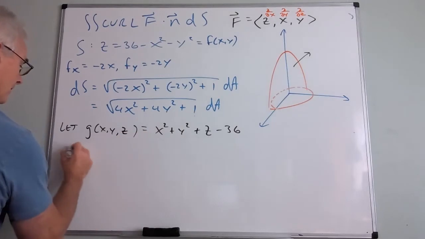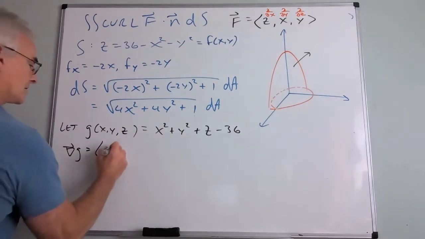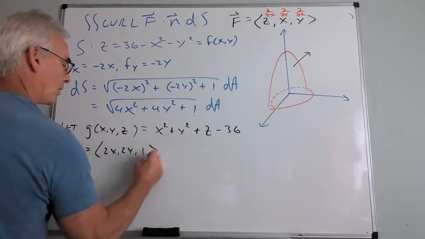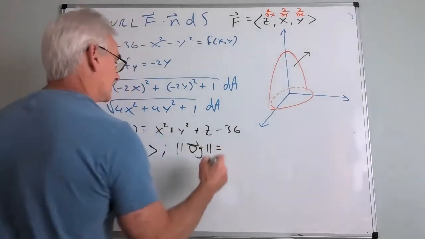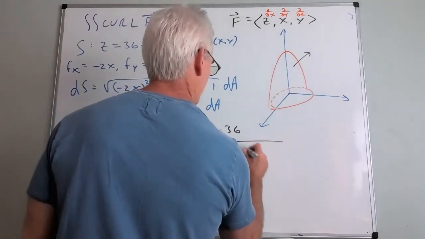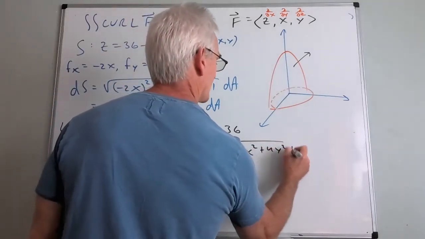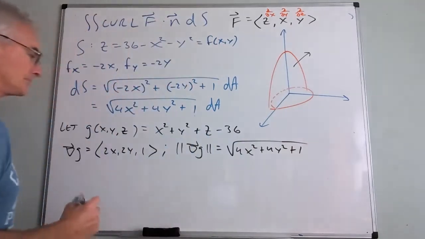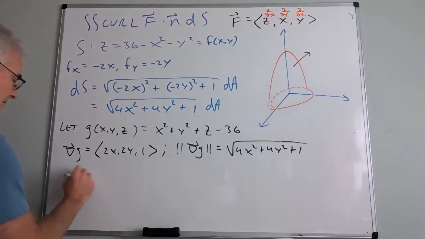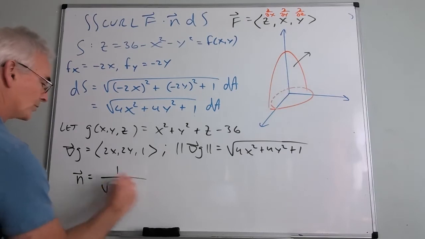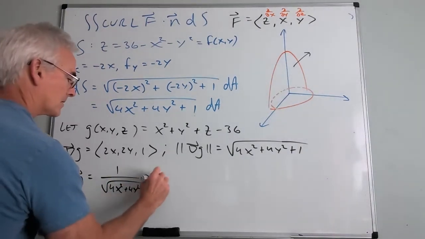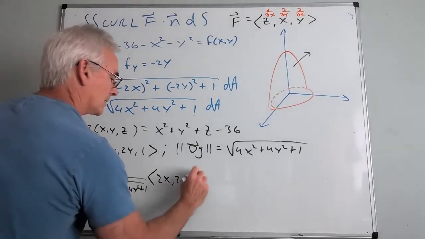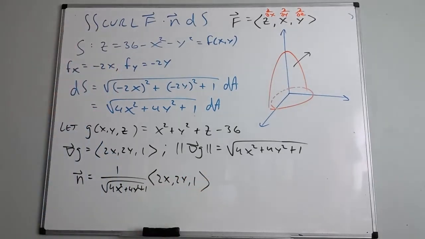Okay, so my gradient vector is 2x, 2y, 1. The length of my gradient vector should look like that exactly: the square root of 4x squared plus 4y squared plus 1. And therefore, my normal vector is 1 over the root, times 2x, 2y, 1.